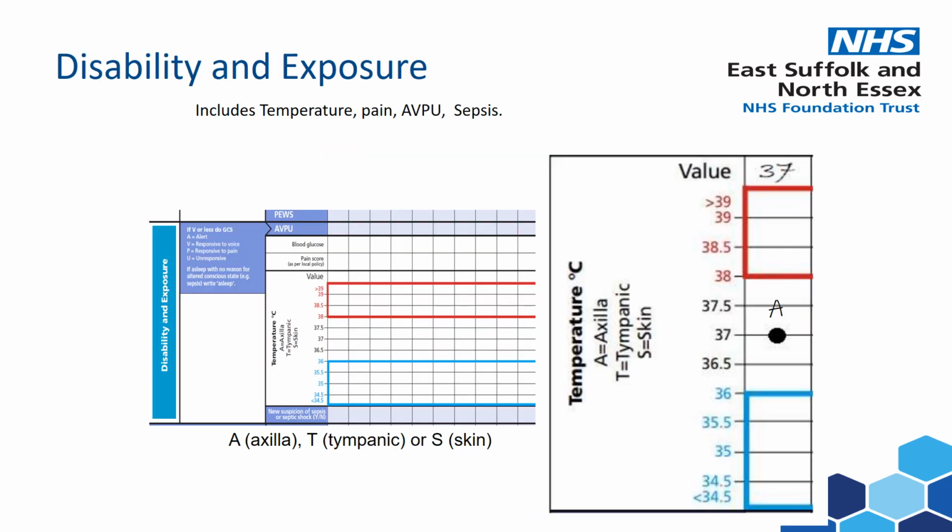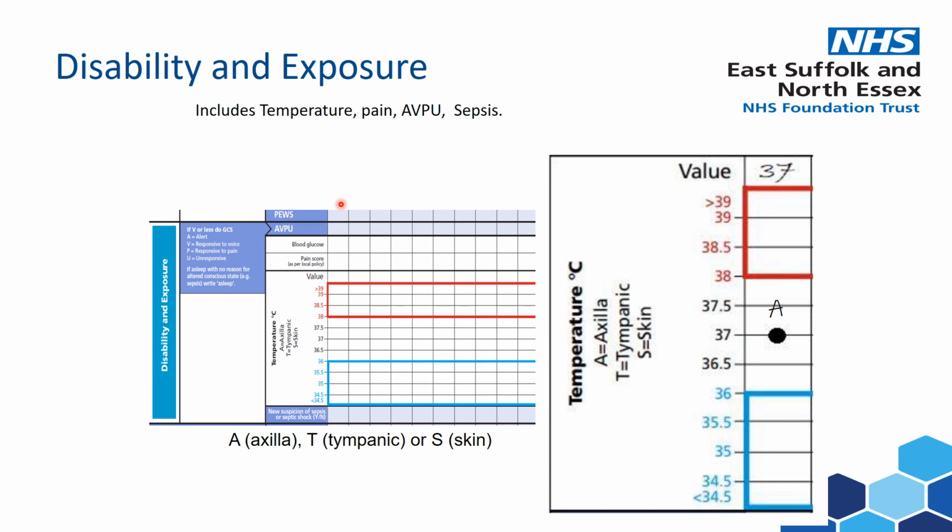The next section of the chart is the disability and exposure, which includes taking the child's temperature, their pain score, their AVPU, and whether they are at risk of sepsis. So you can see on the PEWS chart that by now, once you've got to this point in the chart, you will have calculated your PEWS score up. So which means that the temperature, pain, AVPU, and sepsis do not contribute to the final PEWS score.